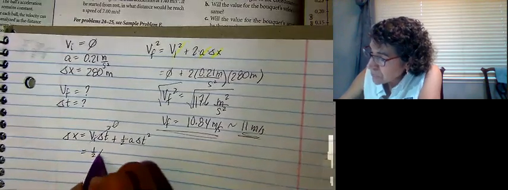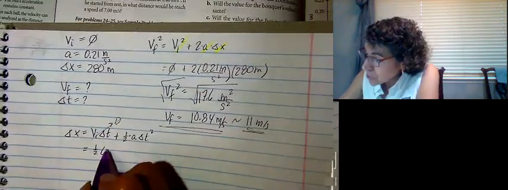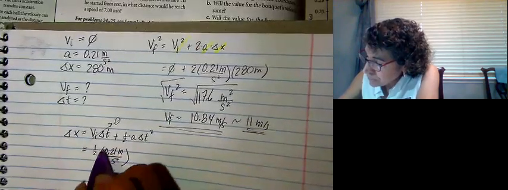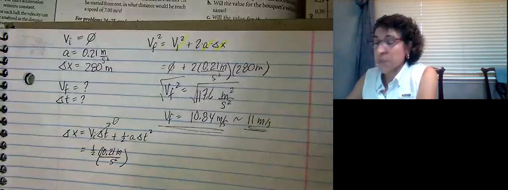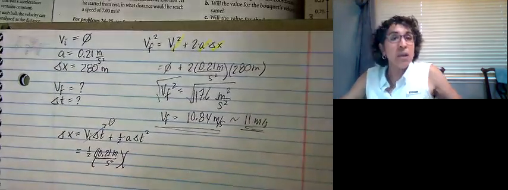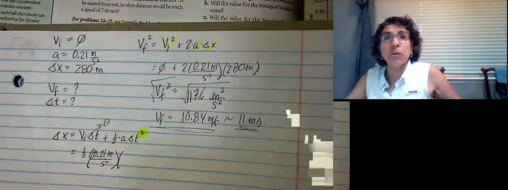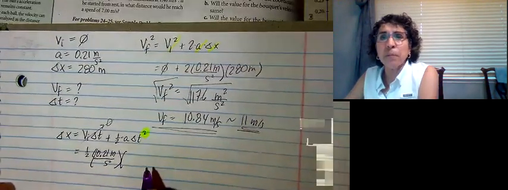Okay, so what do I have here? I have 1/2 times my acceleration. My acceleration is 0.21 meters per second squared. Okay, 1/2 times that. And my time, I have to square it. Tell yourself to circle it or something and make sure you square it. So do we know the time?